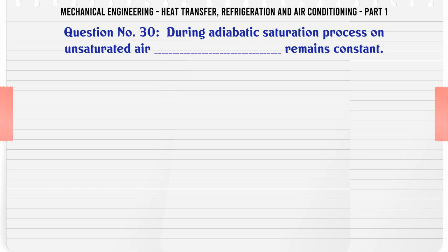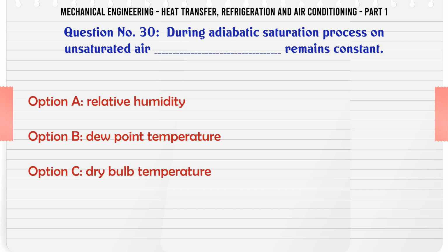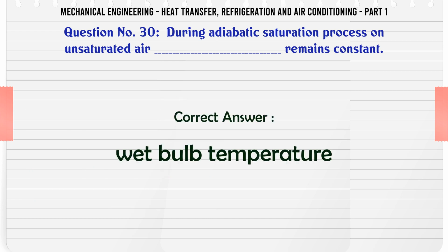During adiabatic saturation process on unsaturated air, which remains constant? A. Relative humidity, B. Dew point temperature, C. Dry bulb temperature, D. Wet bulb temperature. The correct answer is wet bulb temperature.